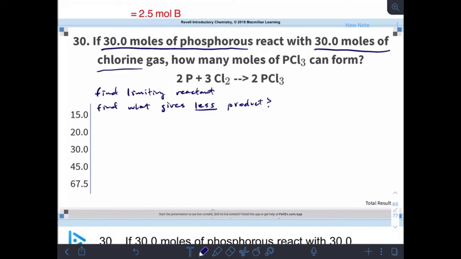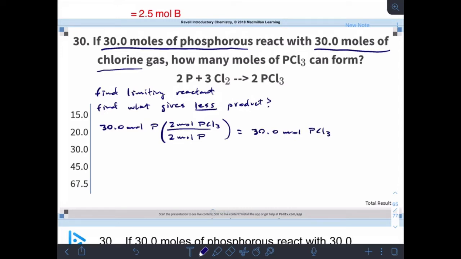Okay, so I'm going to start with each of my reactants in turn and figure out how many moles of phosphorus trichloride they will give me. All right, so we start with 30 moles of phosphorus. And I'm going to put phosphorus on the bottom because I want that to go away. So there's 2 moles of phosphorus in the equation and 2 moles of phosphorus trichloride in the equation. So from the amount of phosphorus that I have, I could possibly make 30 moles of phosphorus trichloride.